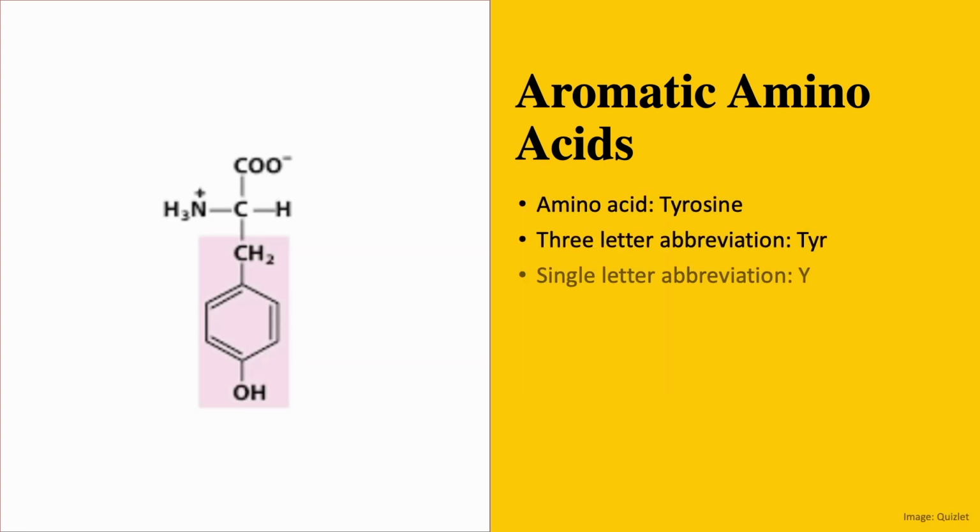And finally, in this group, we have tyrosine. This molecule is also easy to remember because it's an extension of phenylalanine. The only difference is that it has a hydroxyl group, that is, an OH group attached to the benzene ring at the fourth carbon. This is also called the para position. Those are the only three amino acids in the aromatic amino acid group.